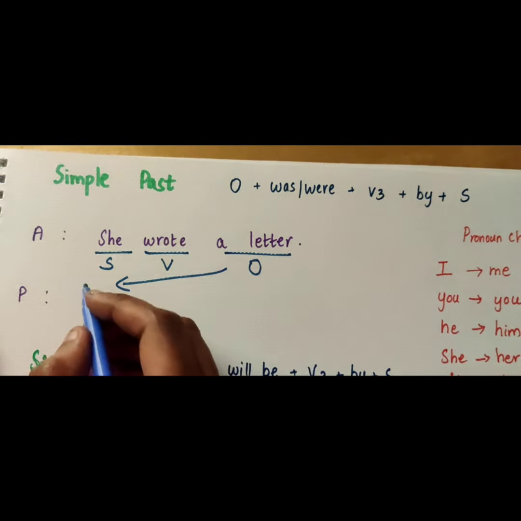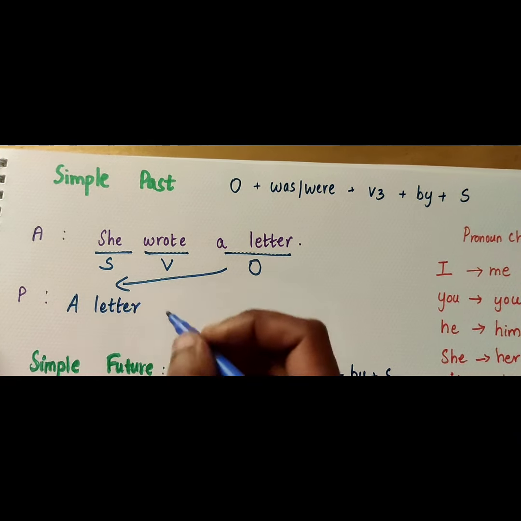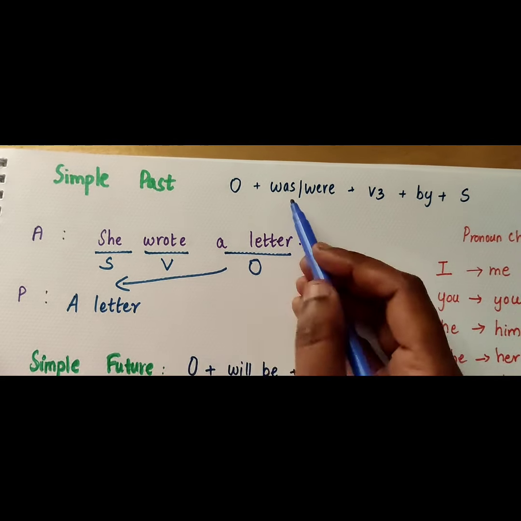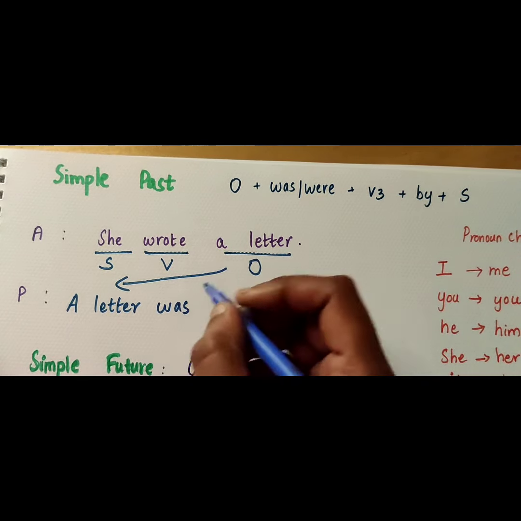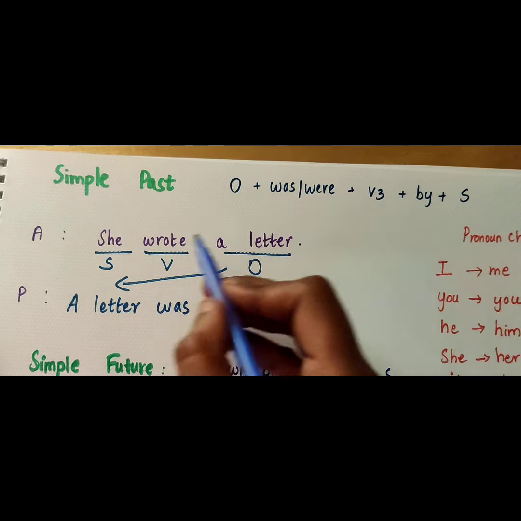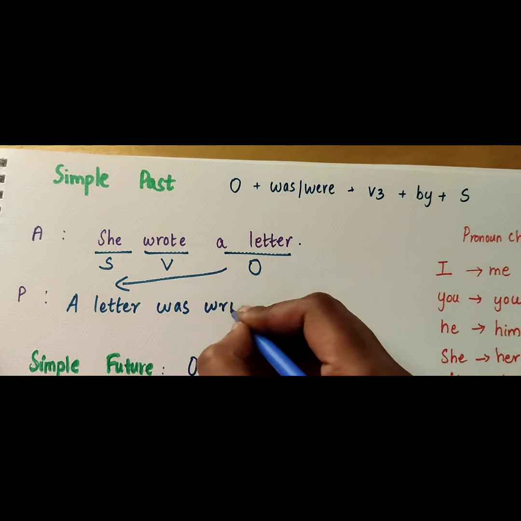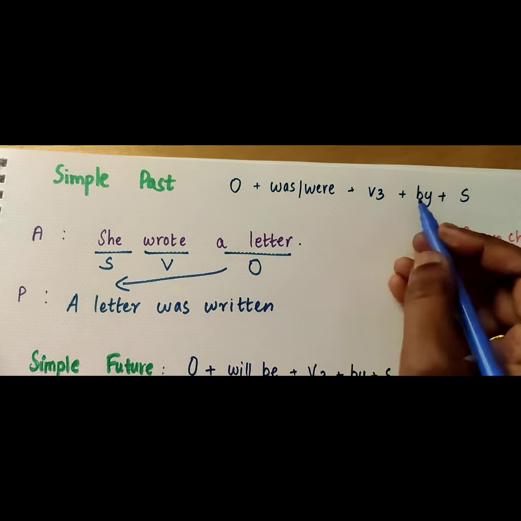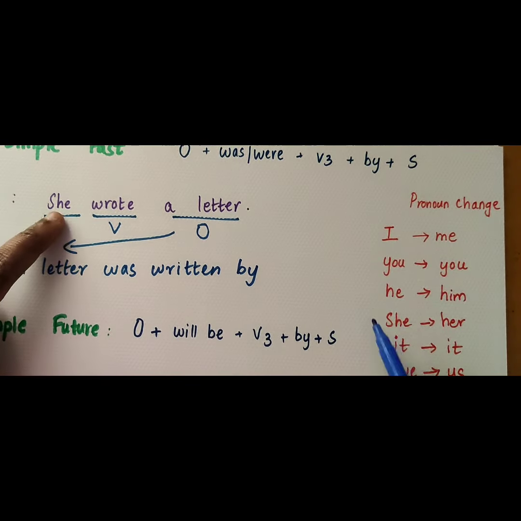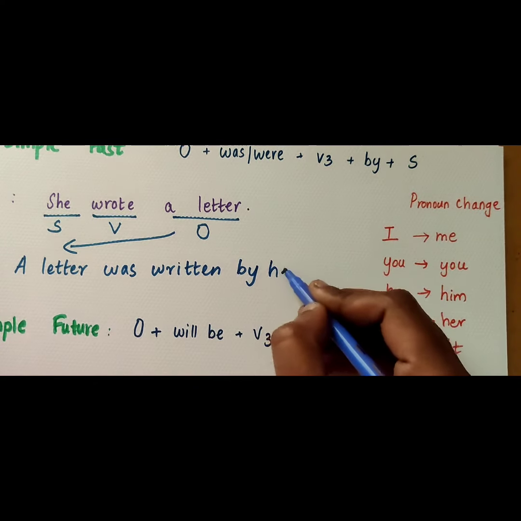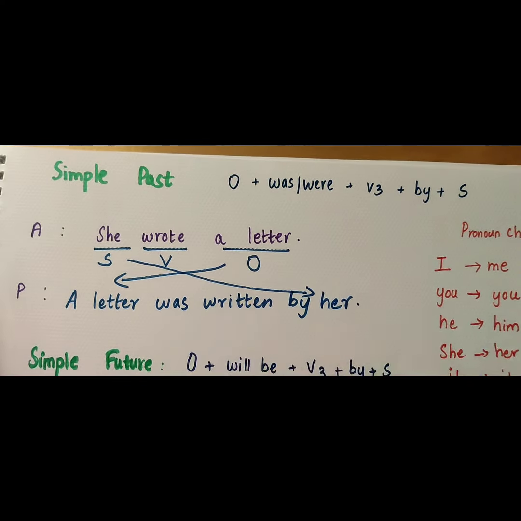So object comes first. So a letter. A letter is singular. So choose was. Was. Third form of verb. Third form of verb write is written. By, add by. She takes the pronoun her. Okay.